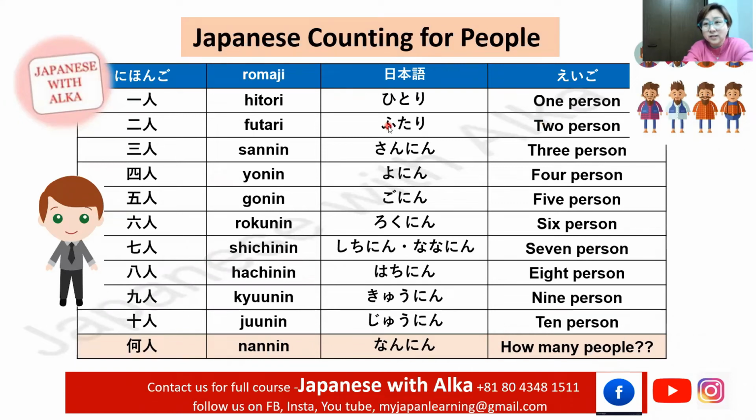Let's study Japanese for counting people. When you count a person, one person is hitori in Japanese. Hitori. And two persons is futari. Here, futari. And three, sannin.